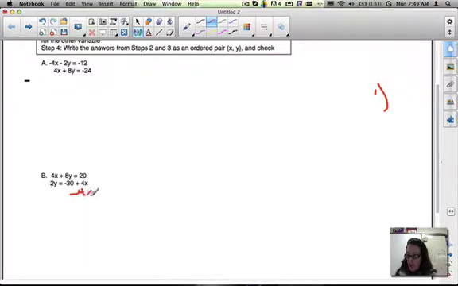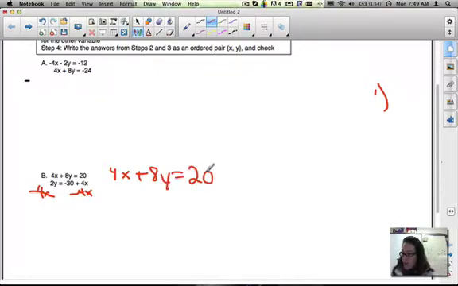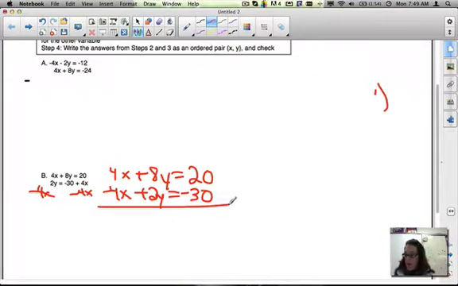So I'm going to subtract 4x and actually bring it over to the left-hand side of my bottom equation. So I have 4x plus 8y equals 20, and negative 4x plus 2y equals negative 30. Okay, so now I do have them lined up.